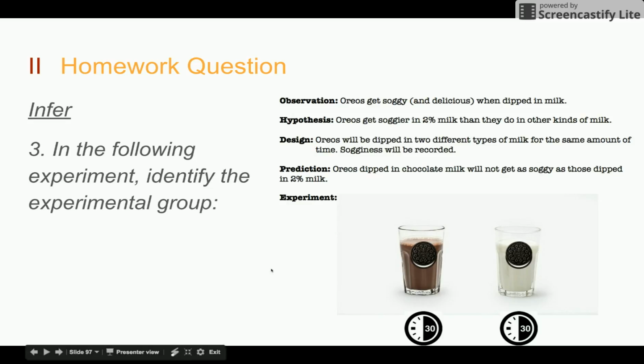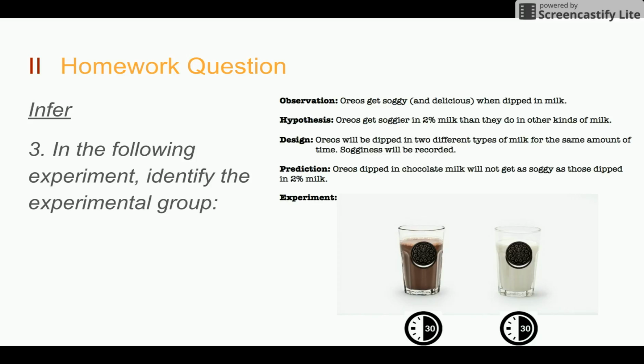Okay, homework question number 3 is based on this kind of experiment that I came up with here. I'll go through and read it, and then I'll read the homework question. So in this experiment, our observation is that Oreos get soggy when they're dipped in milk. The hypothesis is that Oreos get soggier in 2% milk than they do in other kinds of milk. The design is that Oreos will be dipped in 2 different types of milk for the same amount of time, and then we'll record the sogginess.